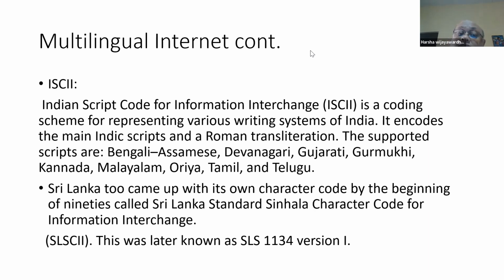It's a coding scheme for representing various writing systems. There are about 22. Initially it encoded the main Indic scripts and the Roman transliteration. The supported scripts were Bengali, Assamese, Devanagari, Gujarati, Gurmukhi. Those are all northern Indian languages. Then Kannada, Malayalam, Oriya, Tamil, and Telugu. These are like Dravidian languages.